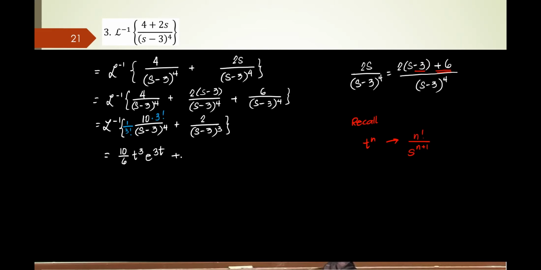Now let's go to the second one. What is the n in here? 2, di ba? So n factorial over s to the n plus 1. So I don't need to supply a 2 anymore, I have a 2 there. So what will this be, guys? Very good. t raised to 2, is there shifting? e to the 3t. Therefore, if I simplify this, divide this by 2, 5/3, and then t cubed e to the 3t plus t squared e to the 3t.